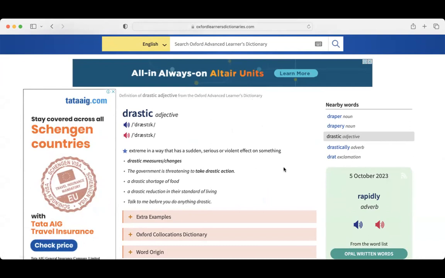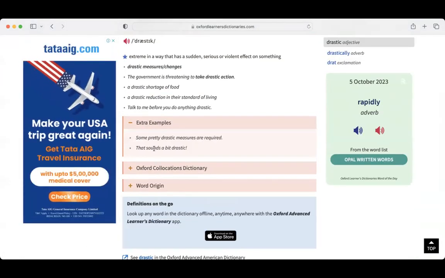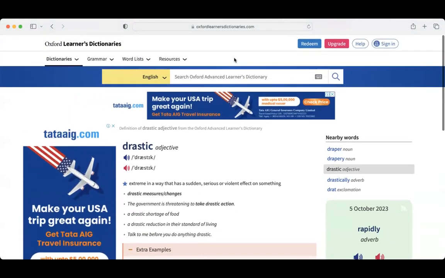So maybe drastic is also negative. Let me see if they've used it positively. Some pretty drastic measures are required. No, but I felt like you can use it positively as well. So maybe I'm wrong. Let's see severe.